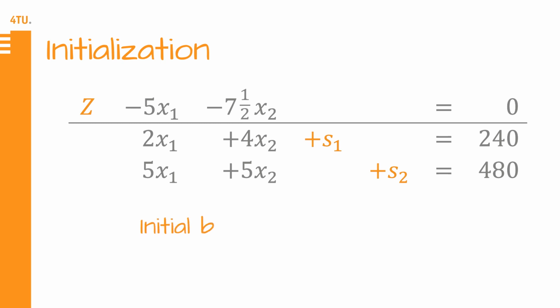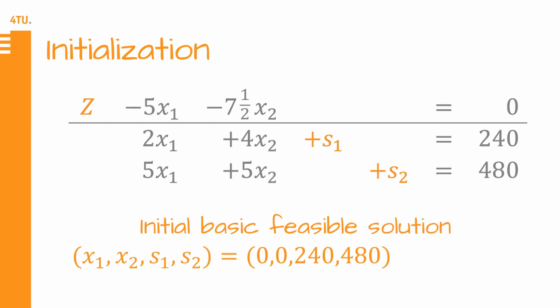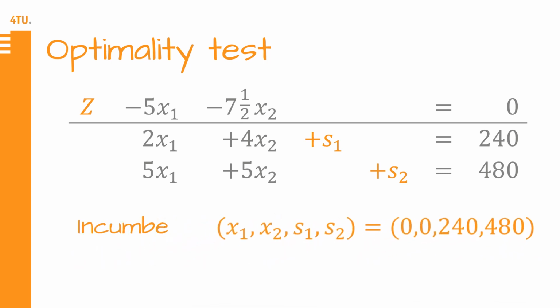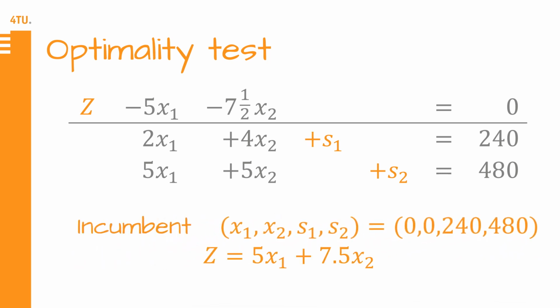This gives the initial basic feasible solution, the incumbent solution, with both x1 and x2 equal to 0, s1 equal to 240, s2 equal to 480, and z equal to 0. The next step is the optimality test. Looking at the incumbent solution and the objective function in terms of the non-basic variables given by the first equation of the system, we see that increasing either x1 or x2 from 0 to a positive value will increase our total profit z. This means that the incumbent solution is not yet optimal.